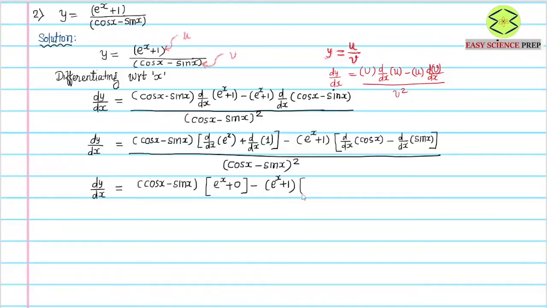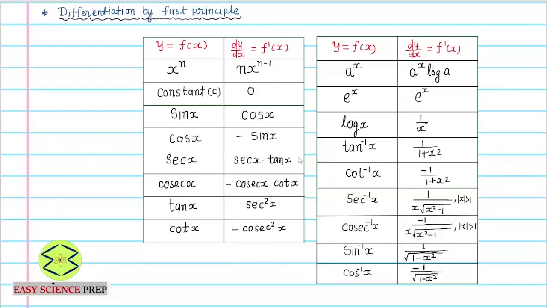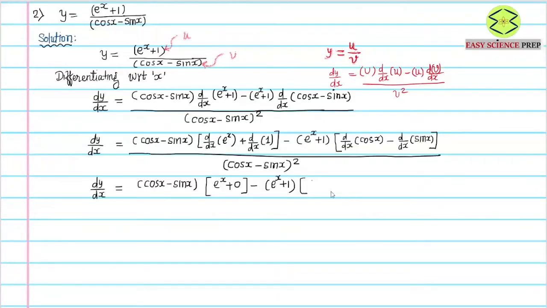Derivative of, again we have cos x. So if you look at the table, the derivative of cos x is what? Minus sin x, right? So apply that. This is going to be minus sin x, then minus the derivative of sin x. If you see the table, it is going to be cos x. So let me write cos x here. Again, the denominator is no change, as it is. So cos x minus sin x. Now let me simplify this.